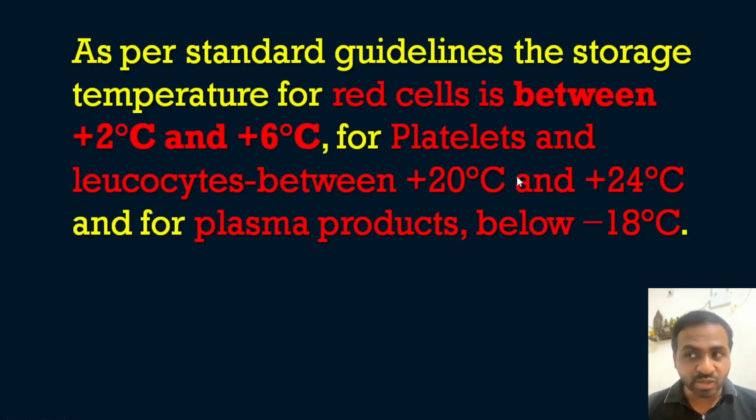The platelets and leukocytes, as we have explained now, are stored at 20 to 24 degrees, that is room temperature, and the plasma products at minus 18 degrees Celsius. So these are the temperature requirements for the storage of blood and blood products. I think it was a very informative question for you.